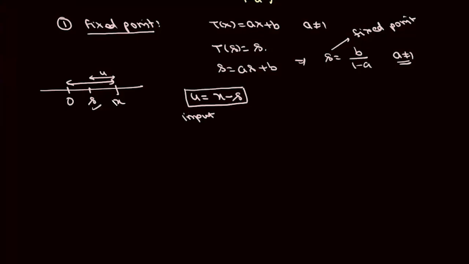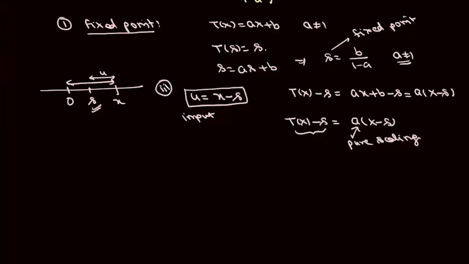This is how the input changes when we change the origin to the fixed point. The output will also be changed. It will be T(x) - s, which is ax + b - s. Now b - s is -as, so we can write this as a(x - s). So this output T(x) - s has become pure scaling. These are the two things we'll need in functional equation questions containing affine input.